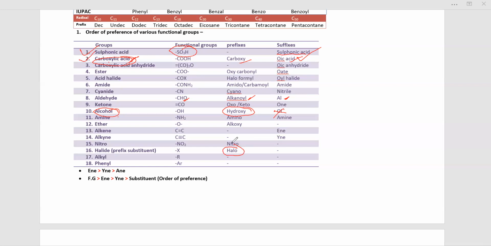See, these halo, you were talking about, why not one halo? Why did we start counting carbons from CHO? From CHO, al, because al is very strong and halo is very weak. Halo, nitro, alkyl, aryl, all these are very, very weak groups, and they can only be used as prefixes. These can never be used as suffixes. Is this all okay, beta?